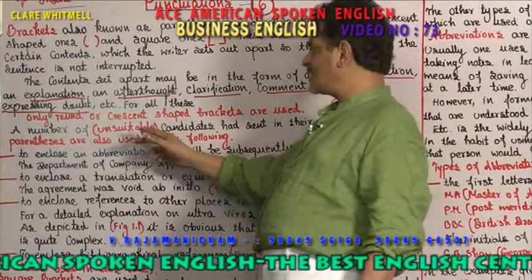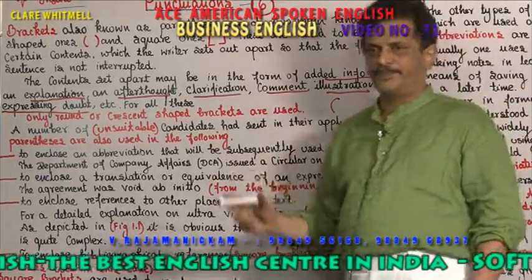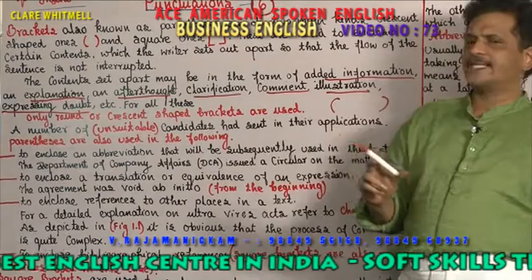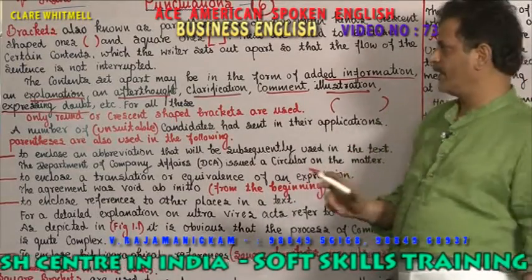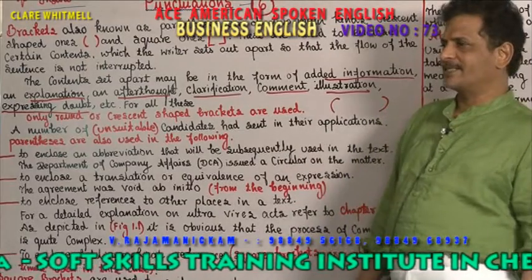A number of unsuitable, see, a number of candidates had sent in their application forms. Number of candidates had sent application forms. Bracket unsuitable, right? So this is information.